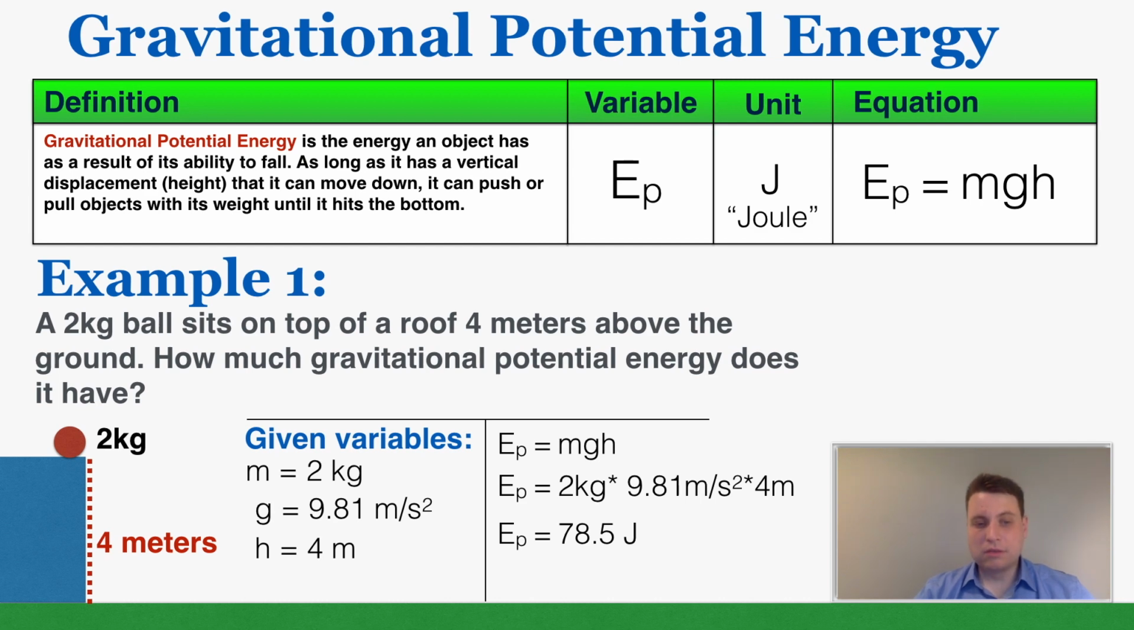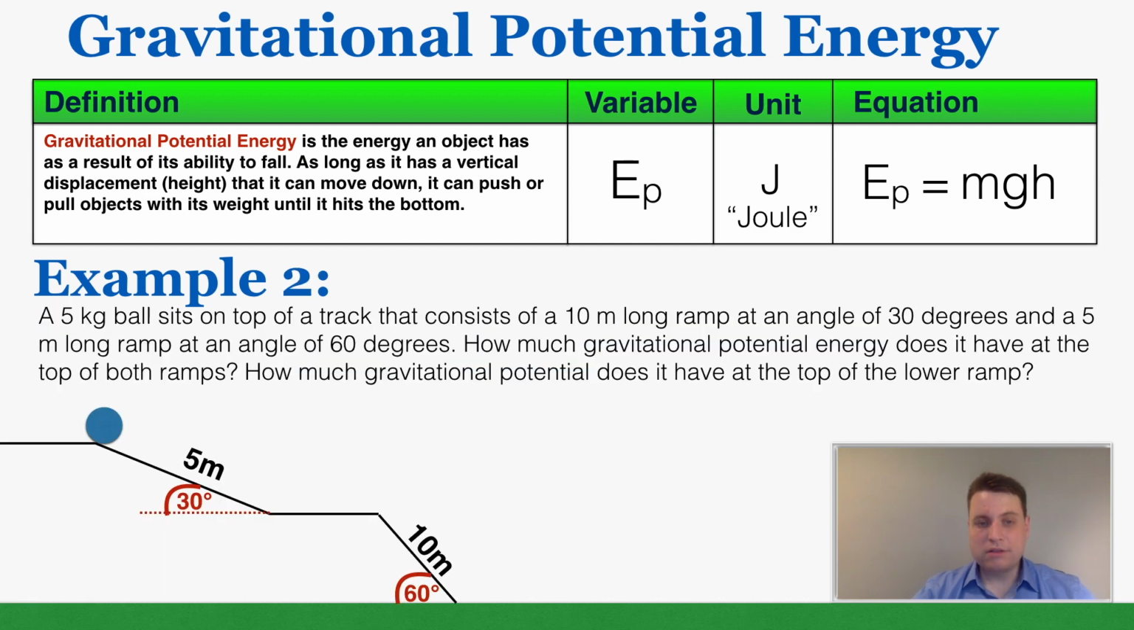Here's another example. It's a little more complicated. A 5-kilogram ball sits on top of a track that consists of a 10-meter long ramp at an angle of 30 degrees and a 5-meter long ramp at an angle of 60 degrees. How much gravitational potential energy does it have at the top of both ramps, and how much gravitational potential energy does it have at the top of the lower ramp?